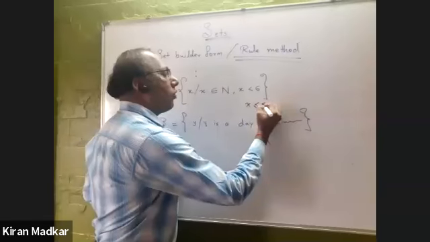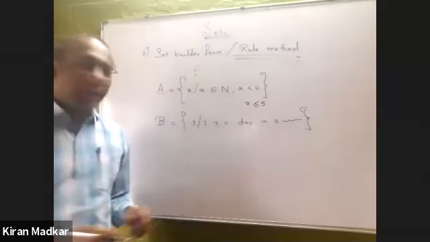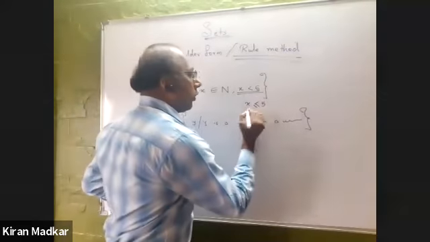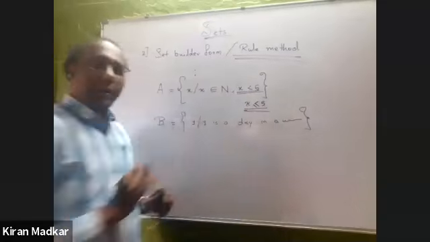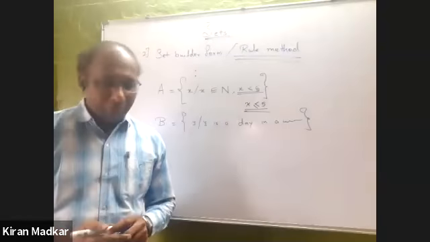Sir, in set A, instead of less than 6, can we write less than or equal to 5? Less than or equal to 5 is okay. You can either write this or you can write this. Both of them are okay. Thank you, sir. Welcome, dear. Any other doubt?